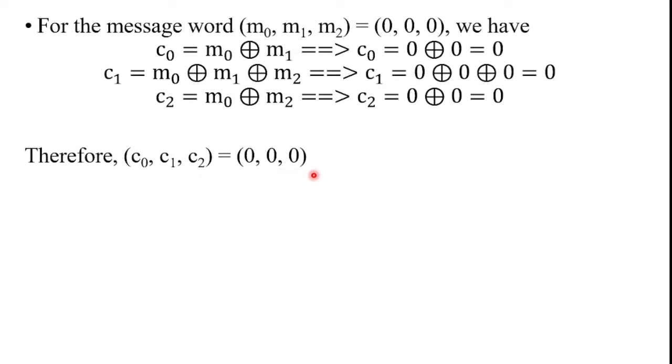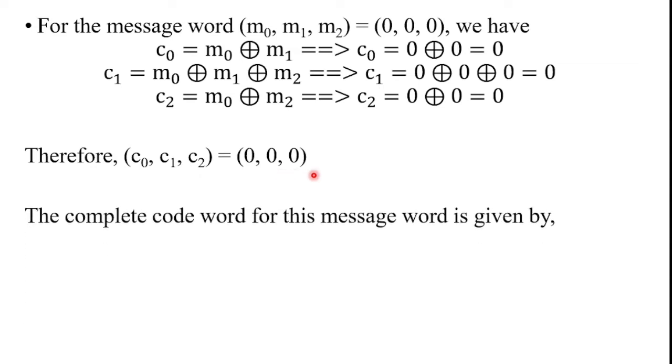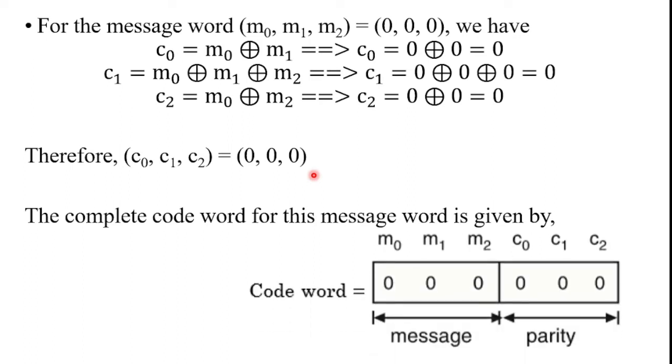Therefore, the complete code word structure is the message bits followed by the parity bits. Here the message bits are 0, 0, 0 and the parity bits are 0, 0, 0. So that is the complete code word of the first message. Similarly, consider the second message, which is 0, 0, 1.